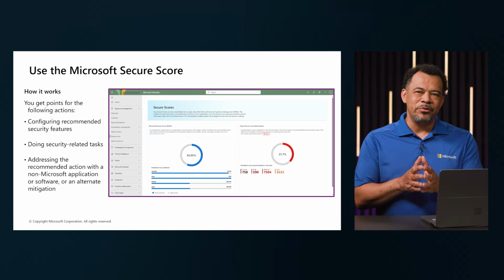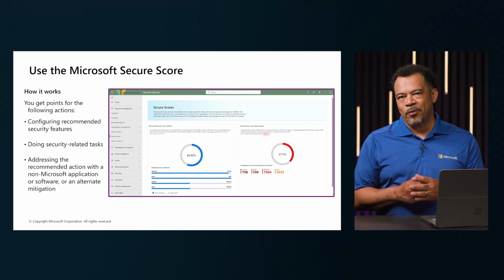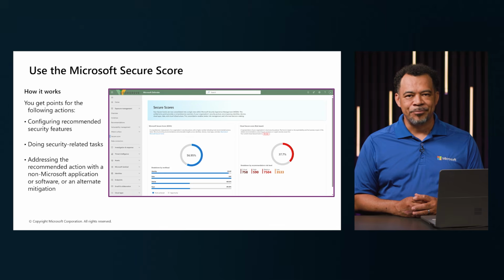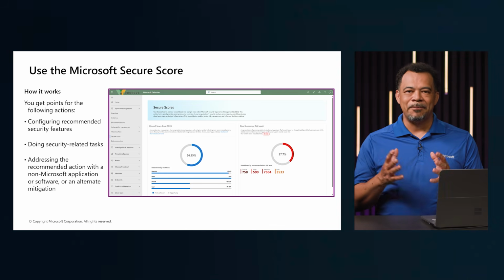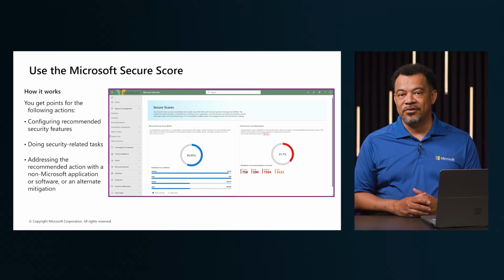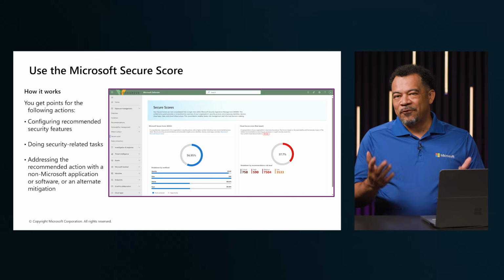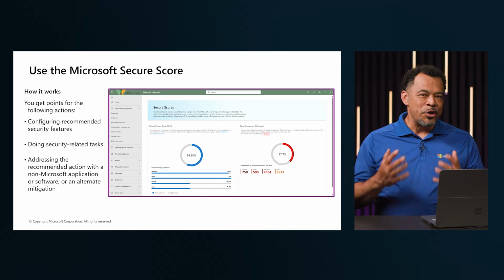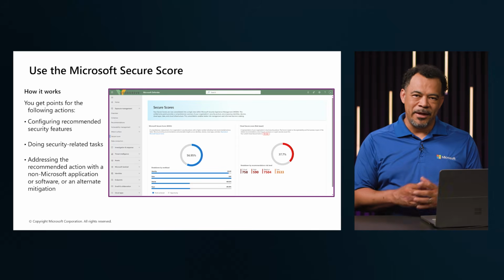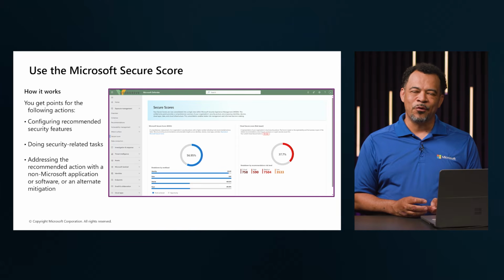Secure Score not only highlights areas of weakness, but also provides actionable recommendations to reduce risk. It allows security teams to compare their score against industry benchmarks and similar organizations. The score updates in real time as your configurations change or new recommendations are implemented. This offers continuous insight into your overall security health.